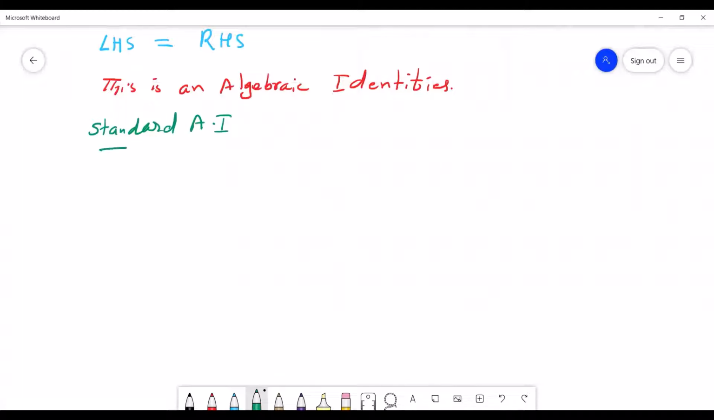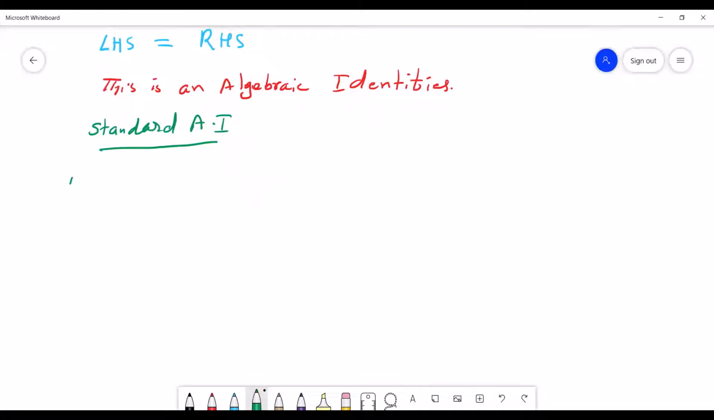Algebraic identities, I am writing it as AI. These standard algebraic identities, if you write them down in a book and look into them at least once in a week, will be kept in your mind, so that it will be helpful for us to face the examination.